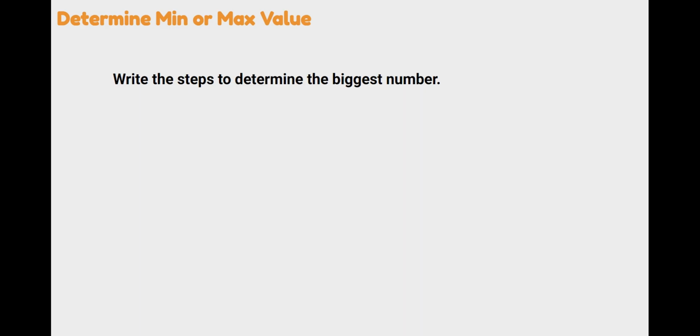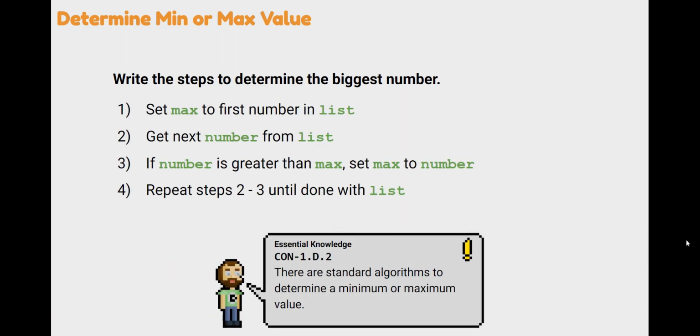Go ahead and write down the steps to determine the biggest number in a list. Your steps might look something similar to: you're going to set max to the first number in the list. Then you're going to get the next number from the list. If number is greater than max, well, then we need to remember that number now. So then we're going to set max to that number. And we're going to repeat steps 2 to 3 until we're done with the list.